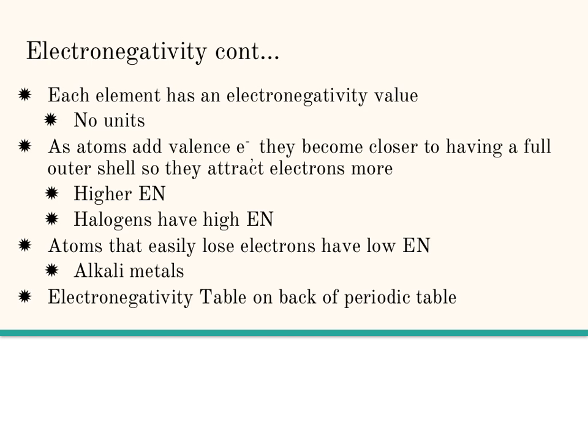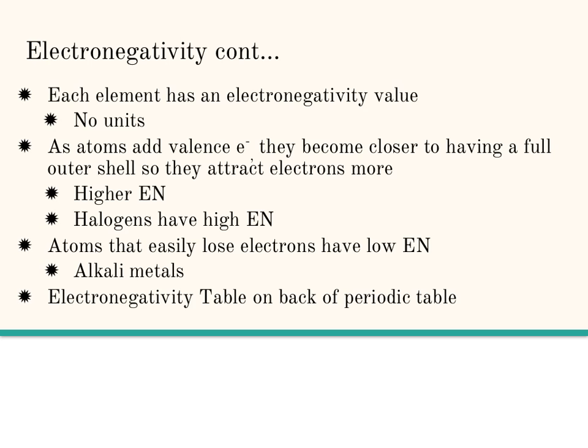Okay, every element on the periodic table has an assigned electronegativity value. Okay, there are no units associated with this. They're just used for comparison reasons. Okay, as atoms add valence electrons, they become closer to having a full outer shell, so they attract electrons more, which is why they have the highest. Remember, things that attract electrons more have very high electronegativity values.